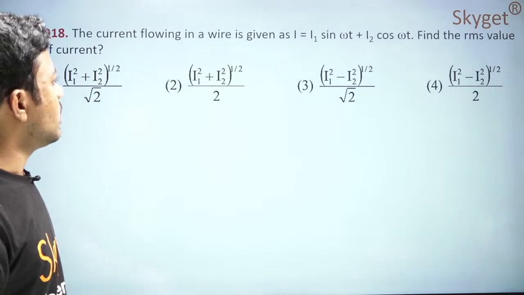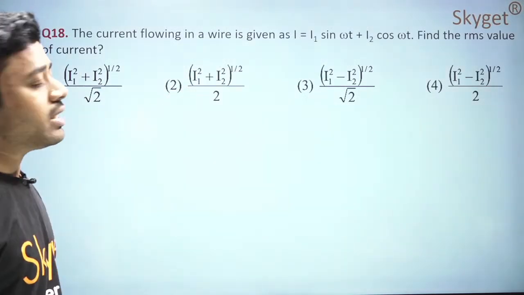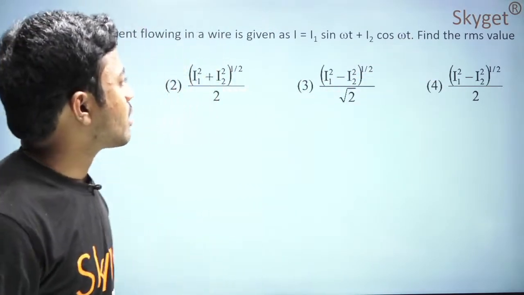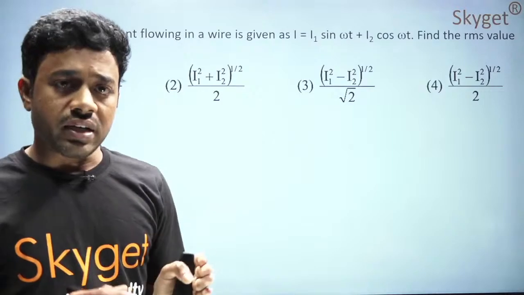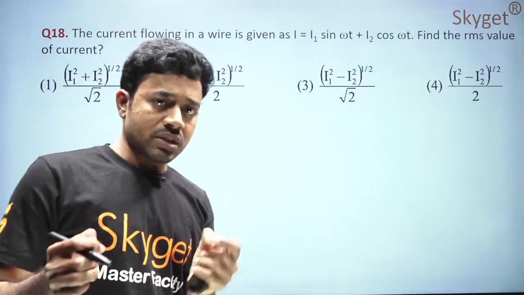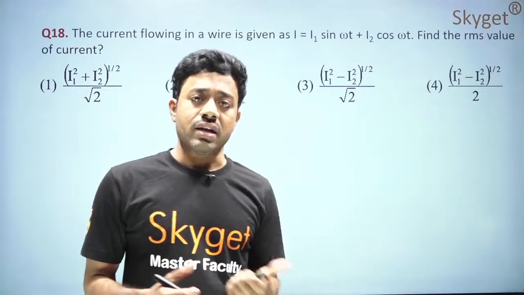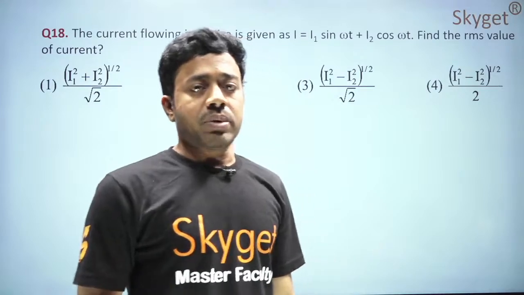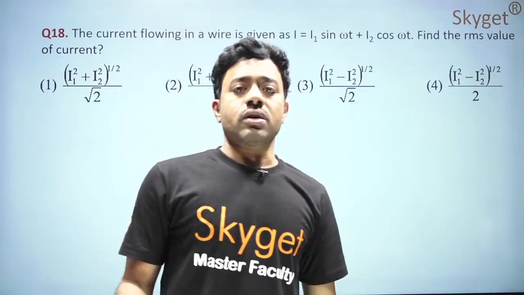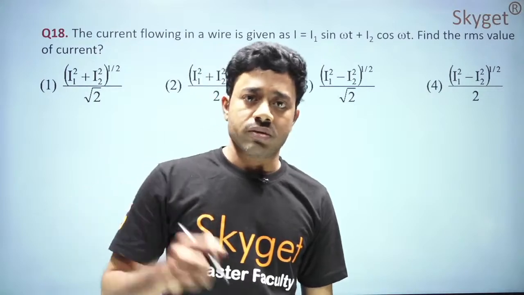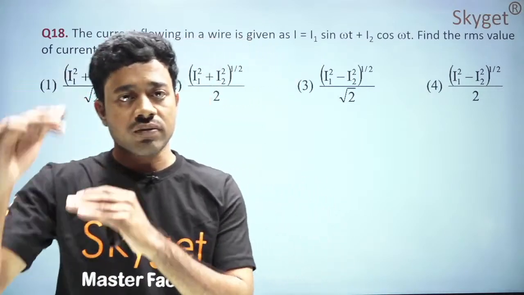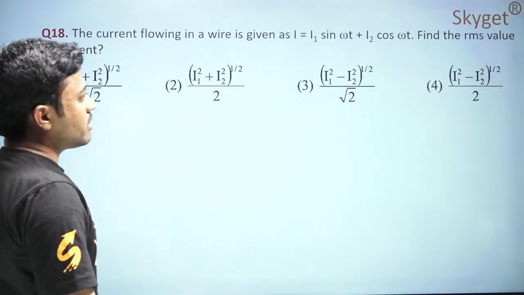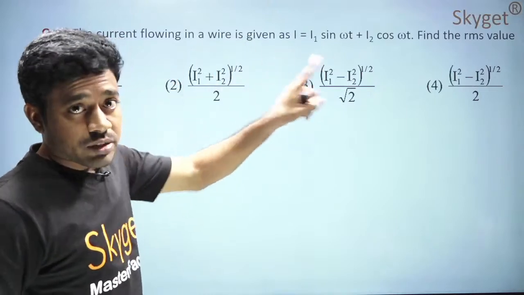Next, in problem number 18, the current flowing in the given circuit is I equal to I1 sin omega t plus I2 cos omega t. Find the RMS value. He has given the value of current and is asking for IRMS. The simple relation is IRMS equals peak current by root 2, because IRMS is 0.707 times the peak value, that is the maximum amplitude of the current, I naught.